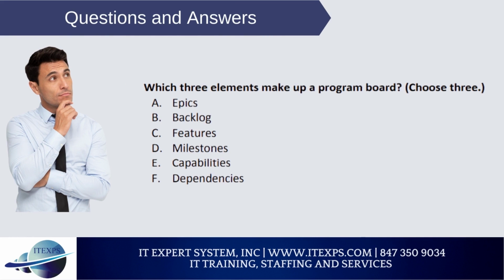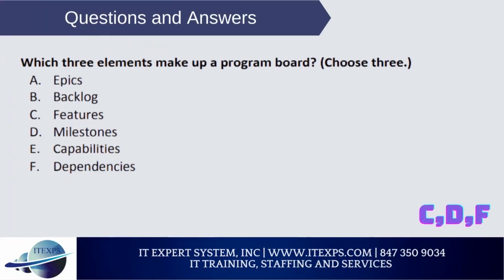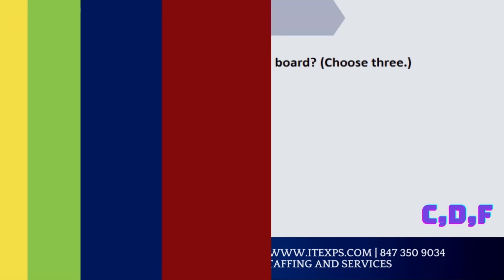Which three elements make up a program board? A. Epics. B. Backlog. C. Features. D. Milestones. E. Capabilities. F. Dependencies. Answer. C, D, F.